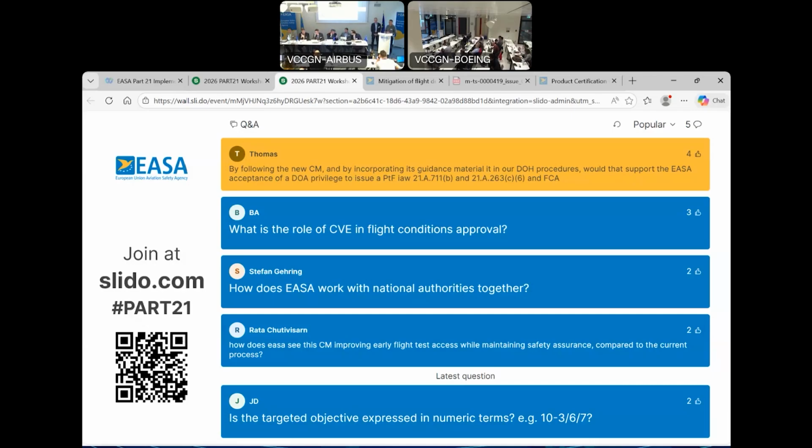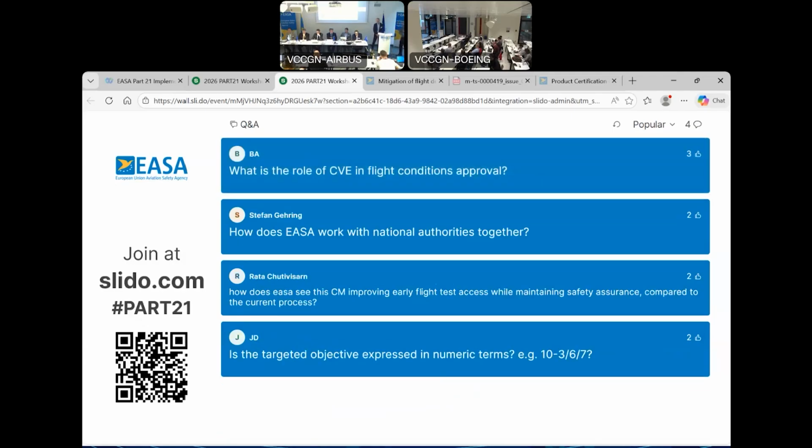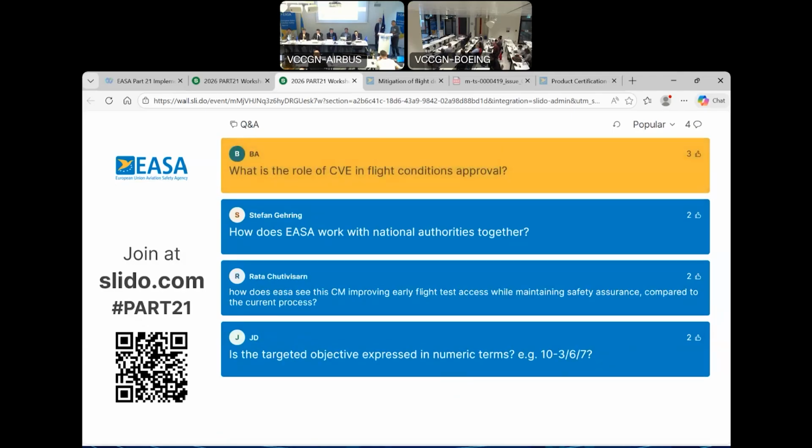And for the permit to fly, you have to make sure that you assess the conformity of the aircraft before you then issue a permit to fly under privilege, which would be then 263 C7, not 711B. Hope it answers the question sufficiently.